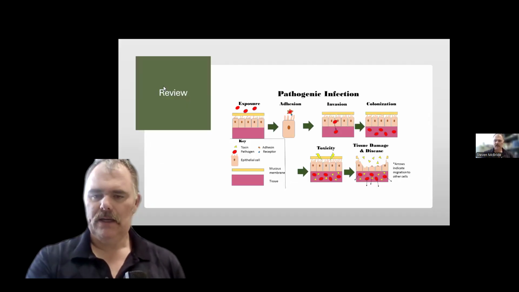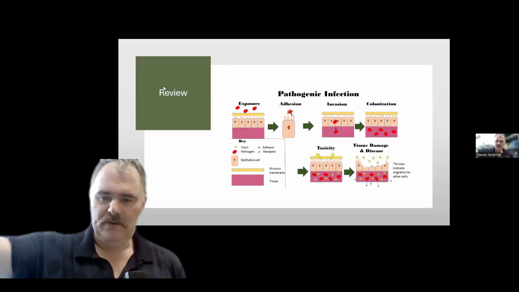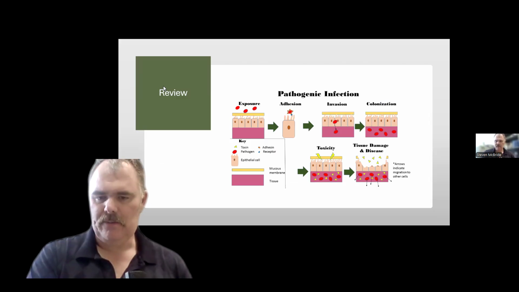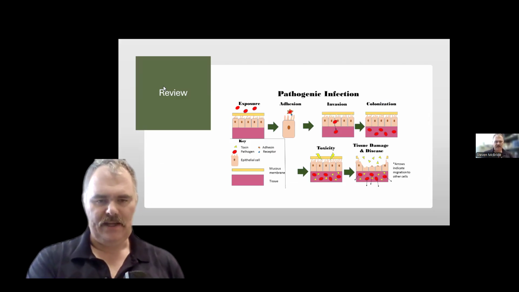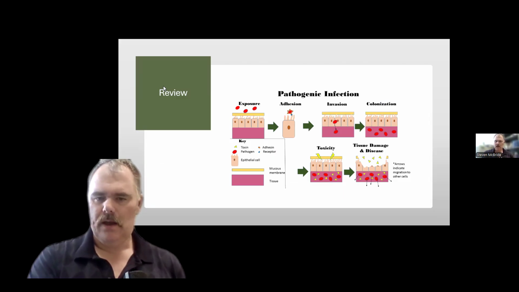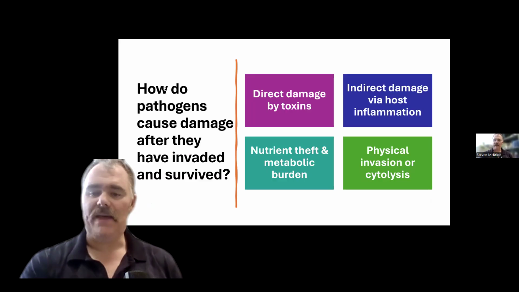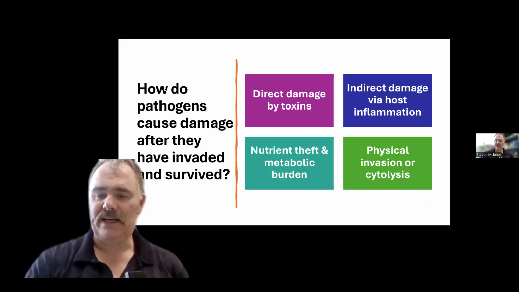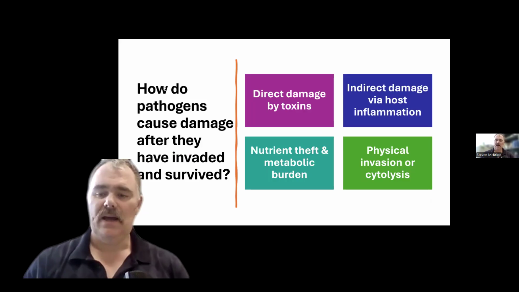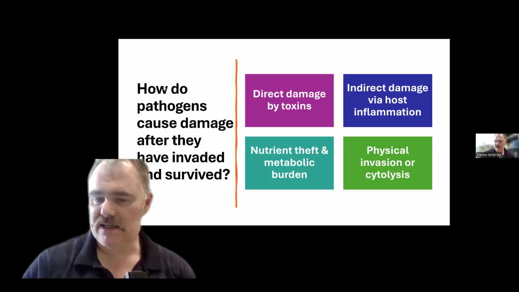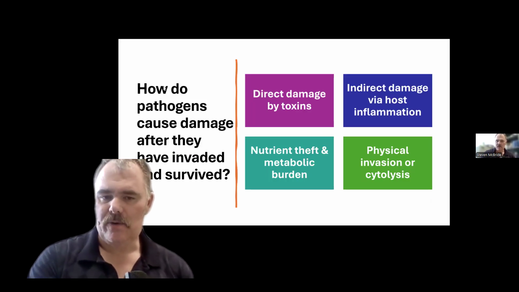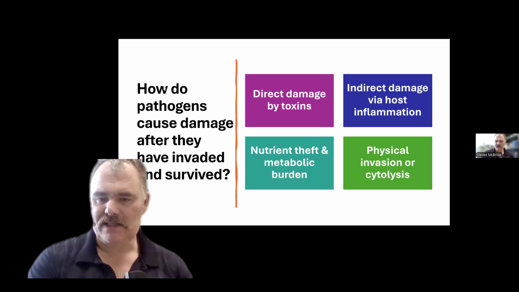All right. So here's our review slide. We've gone to this multiple times. We're now in this area of toxicity and tissue damage and disease. And just as a refresher, once a pathogen has successfully attached, invaded, and survived the immune response, how does it actually cause disease? There are four major ways. We have our direct damage through toxins, which we started talking about last lecture, and we will continue here.